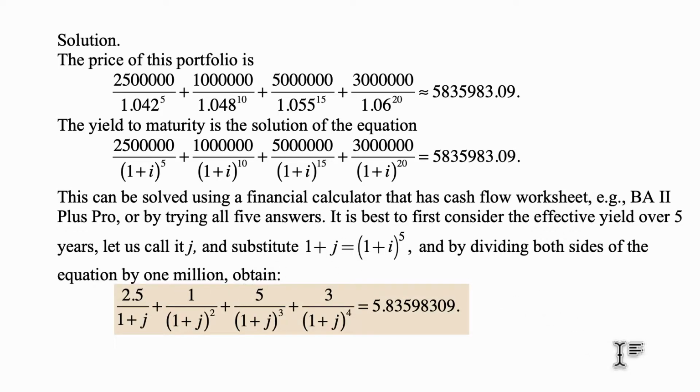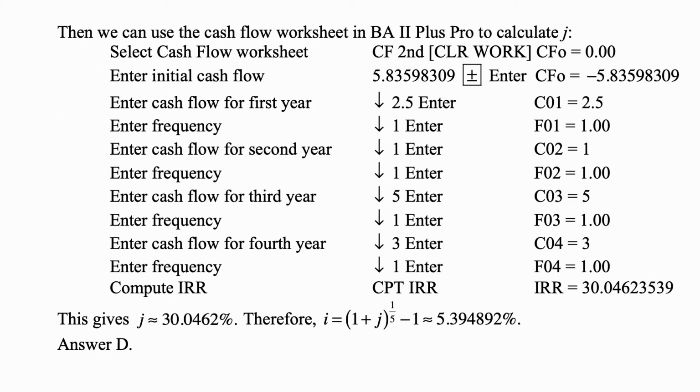So this is a tough problem because there's no formula for the answer, but we can use 2 approaches. We have 5 possible answers, plug them in and see which one works, or use the cash flow worksheet in the calculator. So here it is. So we first select cash flow worksheet. So cash flow, second, clear work, and cash flow 0 is 0. Initial cash flow, that's the present value, entered as negative to balance all the other ones being positive.